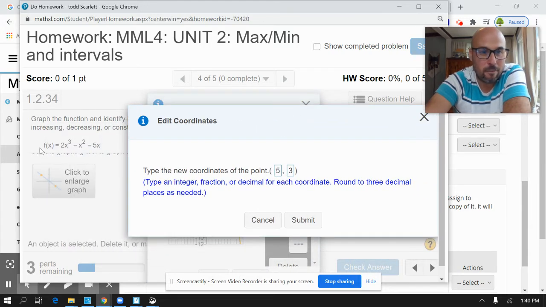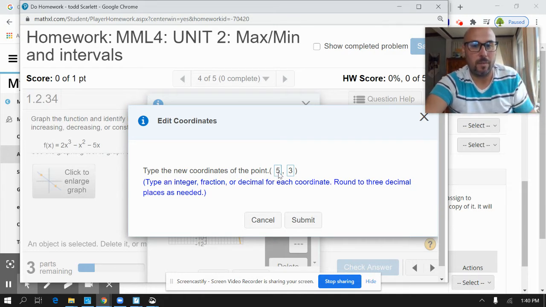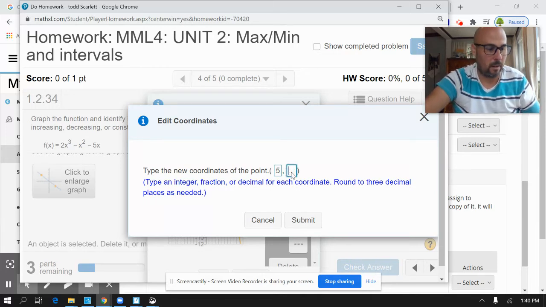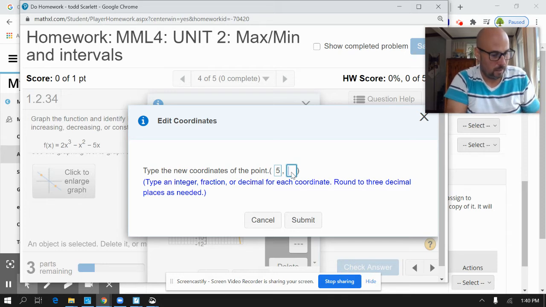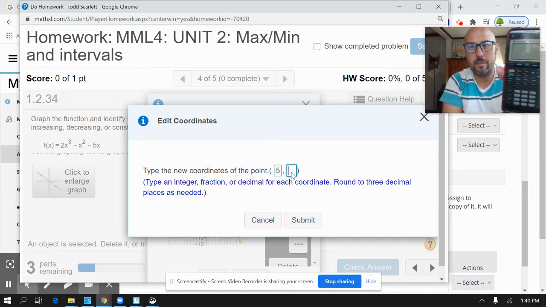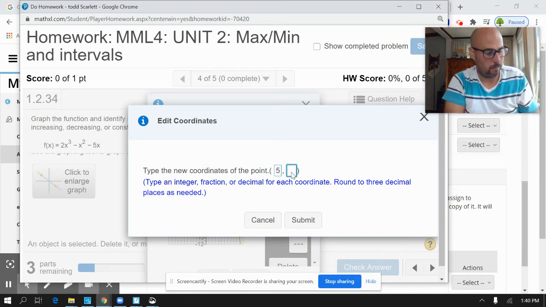I could type in 5 for x as long as I have my calculator handy. Yeah, let's just do that right now. So if I do type in 5 for x, I've got my calculator here. It's loading. By the way, the TI-83 you can get on your phone for free. Sometimes it's slow and loading. Come on.